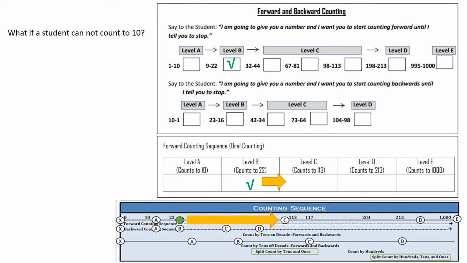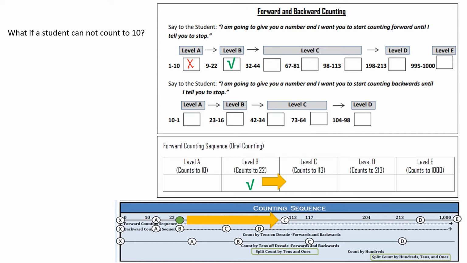But what if a student cannot count to 10? What will that look like? Most students who take this assessment, which is really designed for mid to end of the year first graders, second graders, and third graders, will orally be able to count to 10. However, sometimes you may have a situation. If you have a student who cannot count to 10, all you would do is go ahead and use that X, right? And that X just means that they were unable to do that skill.